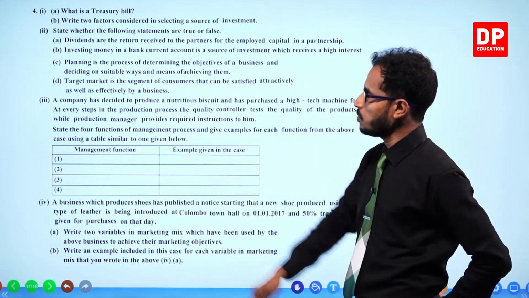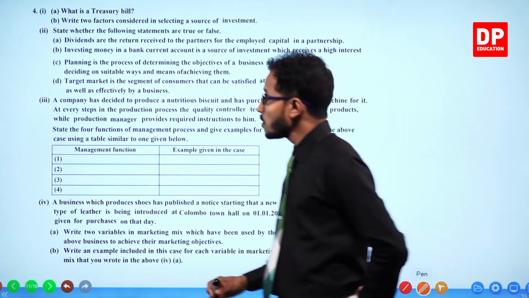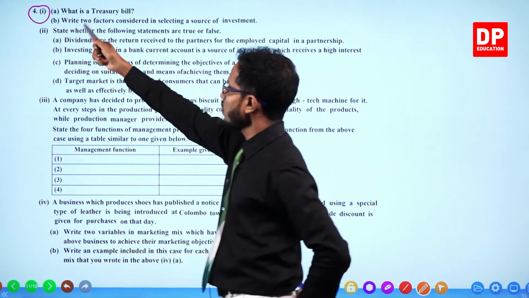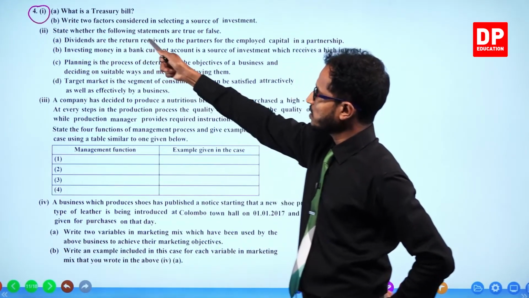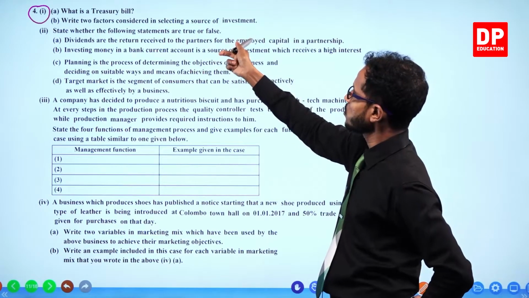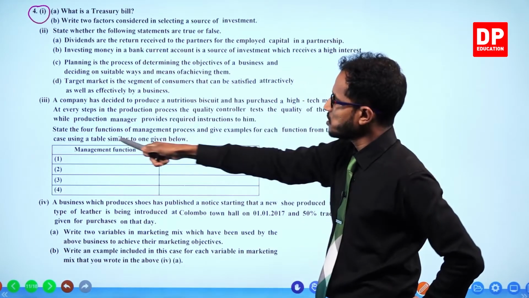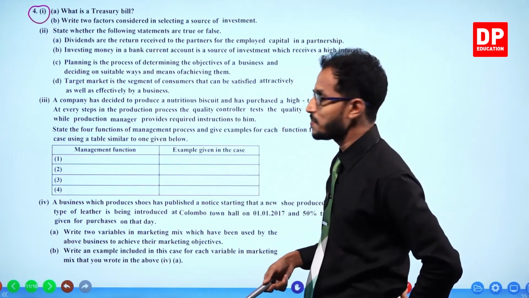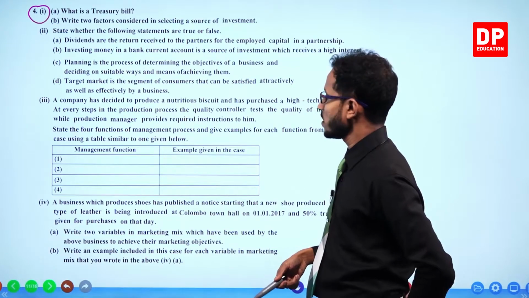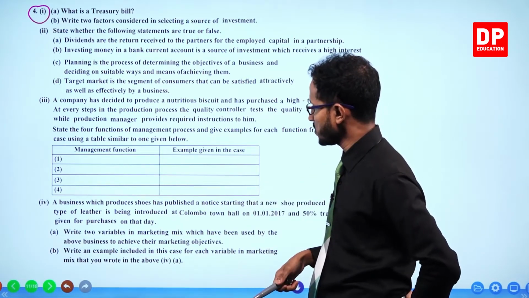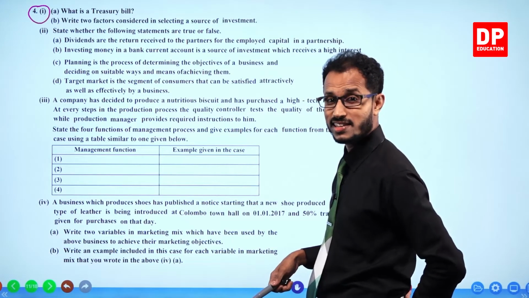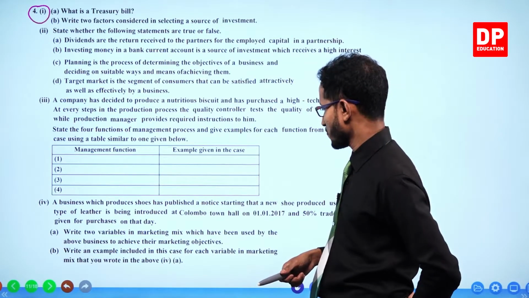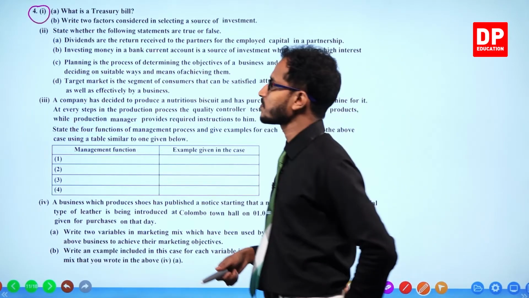Okay, now moving on to the fourth one. Fourth question, my dear students. Problem number 1, we have, what is a treasury bill? Write 2 factors considered in selecting a source of investment. True or false? Then we have a small case study about management, and another small case. It's about marketing, management and marketing.